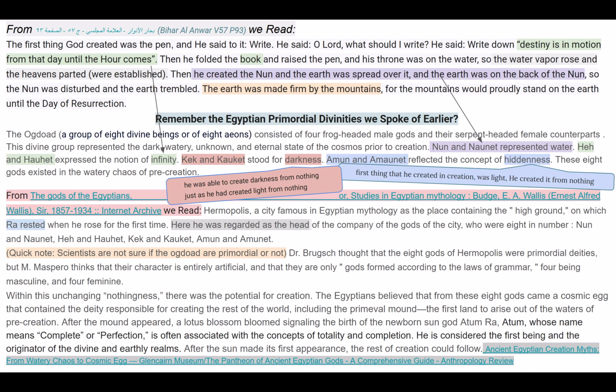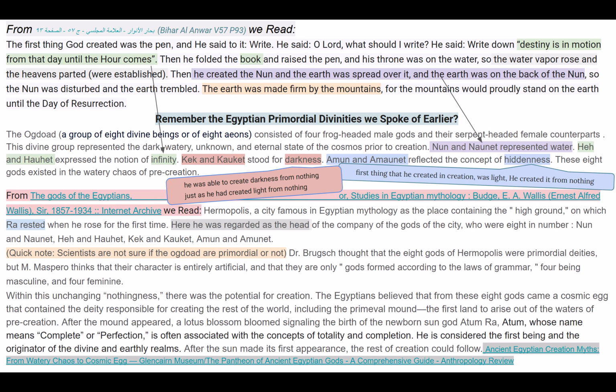Noon is the waters of the world. Okay? This massive ocean which the habitable earth lies on is noon. Okay, it's called noon. So the noon was disturbed, and the earth trembled, and the earth was made firm by the mountains. For the mountains would proudly stand on the earth until the day of resurrection.